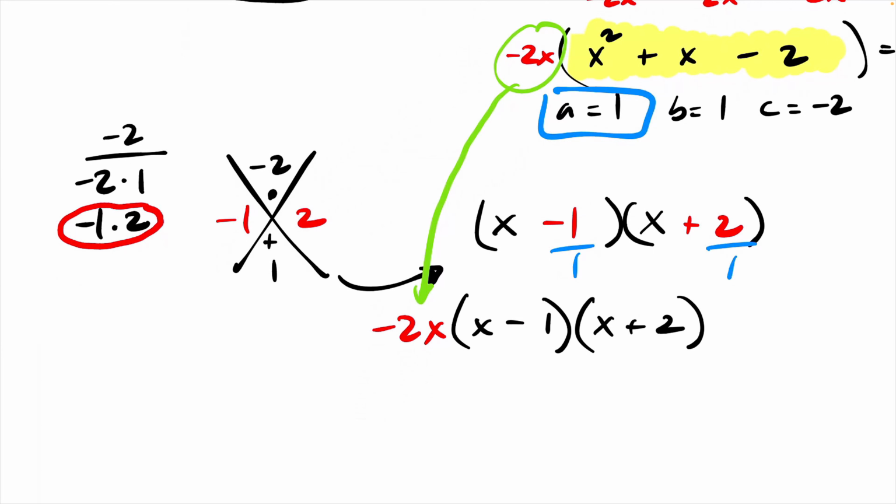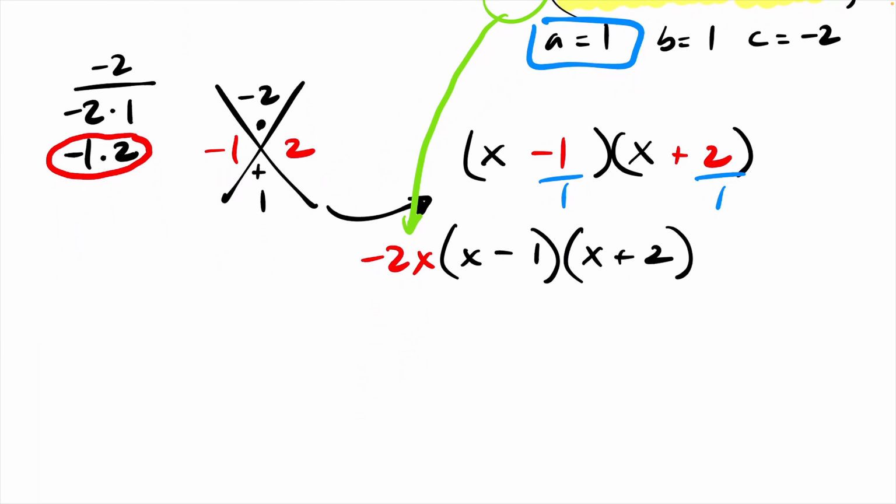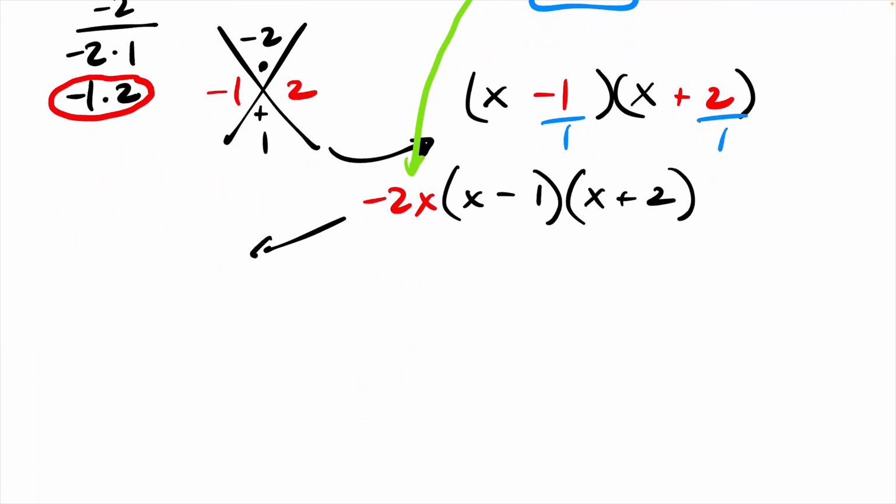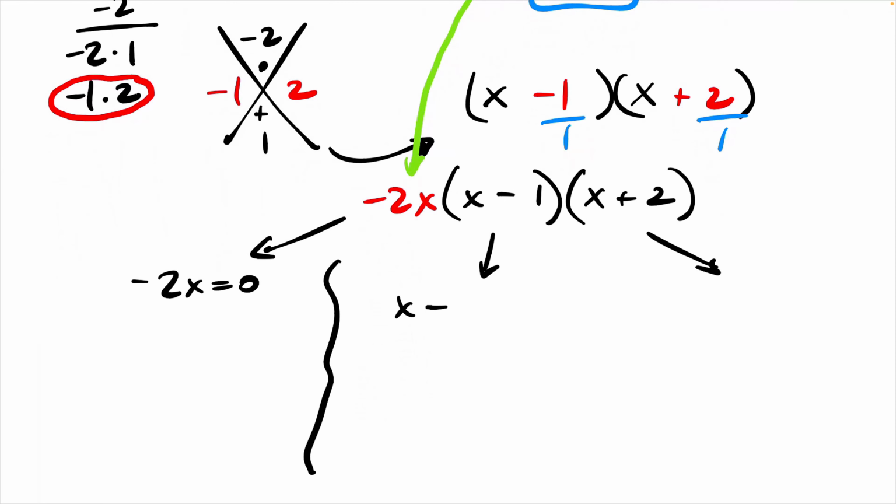So this one said solve, so we got to do the last step, which we did yesterday. You did the last step yesterday, right? Set them all equal to 0. All the GCF and the two guys in parentheses. So negative 2 equals 0. X minus 1 equals 0. X plus 2 equals 0.